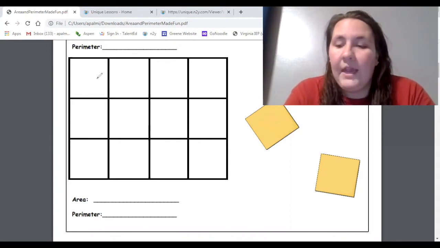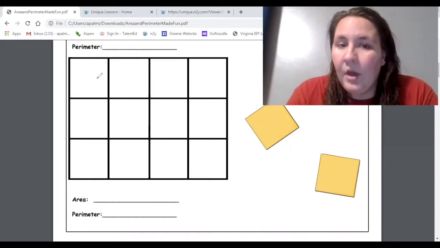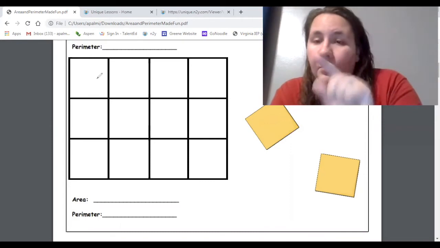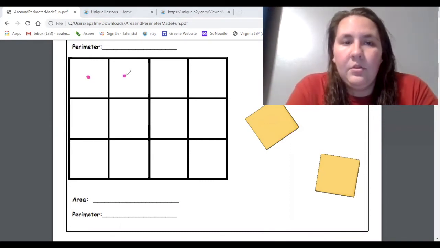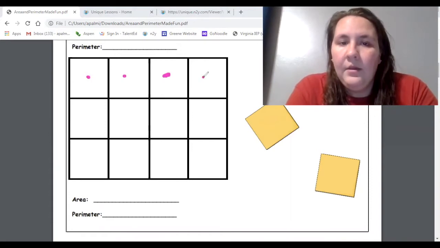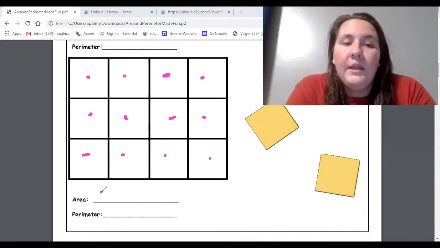I want you to count with me either at home using your worksheet or on the computer pointing with me, okay? Ready? 1, 2, 3, 4, 5, 6, 7, 8, 9, 10, 11, and 12. Very good, 12. Now for area, how do I write 12?